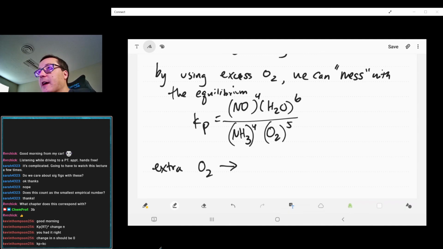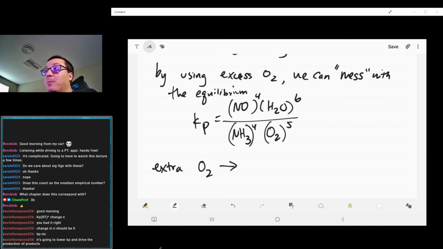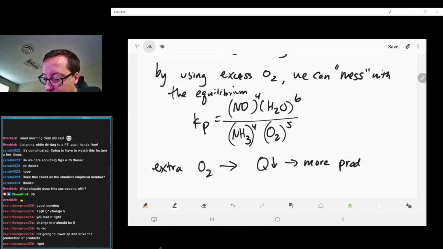What results is that going to have here? You can either, yeah, exactly. Not lower Kp, it would lower Q, right? Because Q would be where it's not at equilibrium, whereas Kp is at equilibrium. So, I think you have the right idea. So Q will go down. So we're going to make more products.